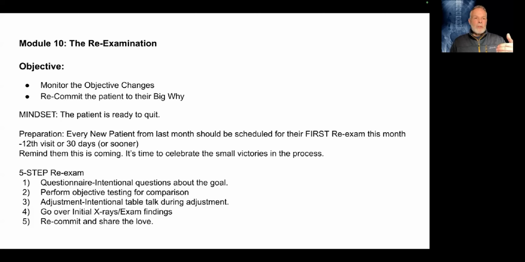Exactly. So if this doesn't get fully corrected, is this going to get better or worse? Of course, it's going to get worse. If you decided to stop care now, would this ever get fully corrected? No, it wouldn't get fully corrected. And if your nervous system continues to get worse, is that going to allow your body to get healthier or sicker? Well, it's going to get sicker. So we would ask those intentional questions to recommit the person to those x-rays.